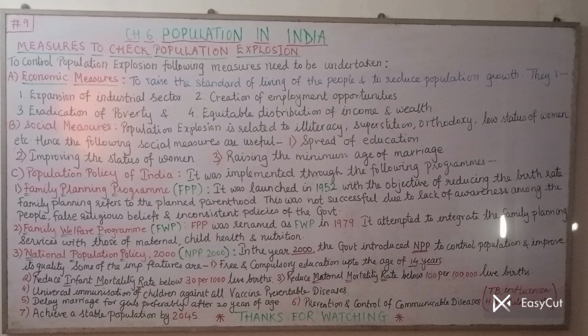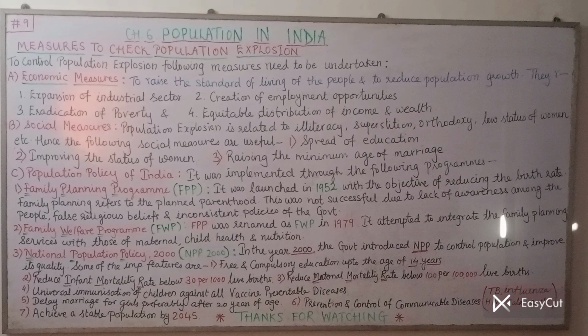Today we are going to discuss measures to check population explosion. So let us see what all are the things which we can do for controlling the population so that it won't explode. To control population explosion, following measures need to be undertaken. These measures are actually divided into three categories. So we are going to study all these three categories today.